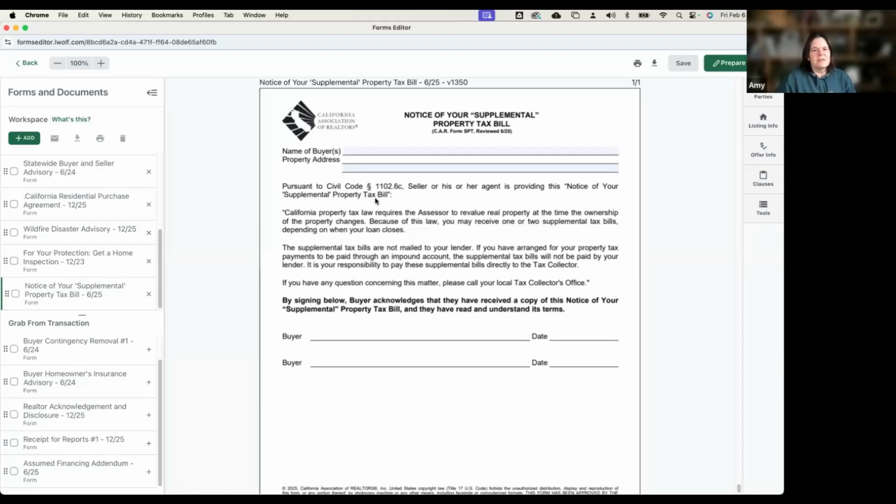Notice this one is property specific. So this is one that I would probably do after we're in contract on it, but we would have talked about this prior to. This is one of those things that should be covered during our buyer consultation.